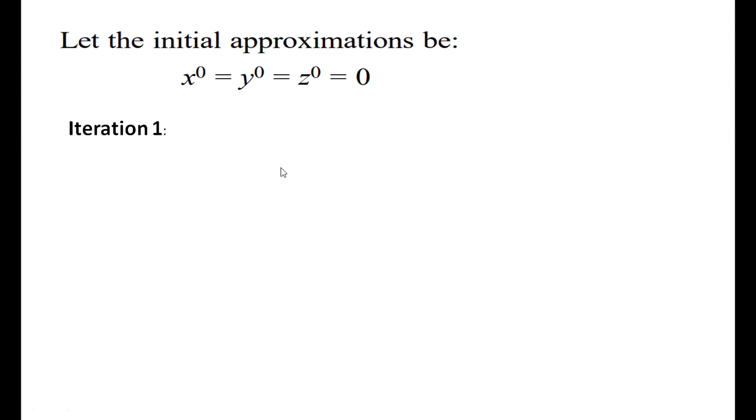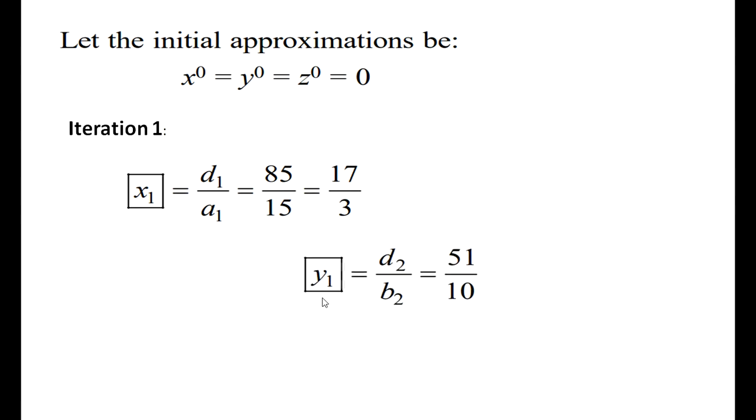So for the first iteration, x1 is equal to d1 upon a1. So that's why it will be 85 upon 15, which is 17 by 3. For the second equation, it will be d2 by b2, which is equivalent to 51 by 10. For the third equation, it will be d3 upon c3, which is 5 upon 8. Here the remaining terms are missing because the initial values of x0, y0 and z0 are 0.